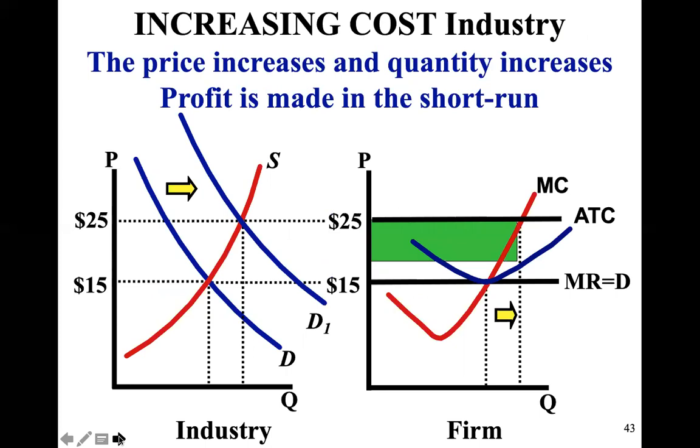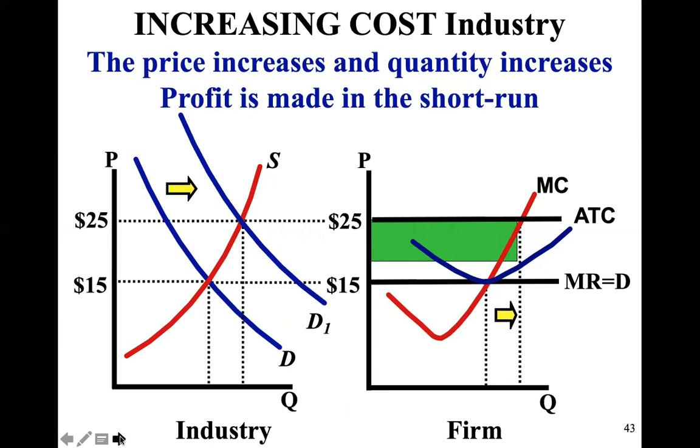It brings up our MR equals D equals AR curve for the firm in the short run. The profit maximizing quantity for the firm in the short run is going to increase, and we're going to have this profit box shaded in green here. So we're earning profit in the short run. Excellent for us. What's going to happen in the long run?